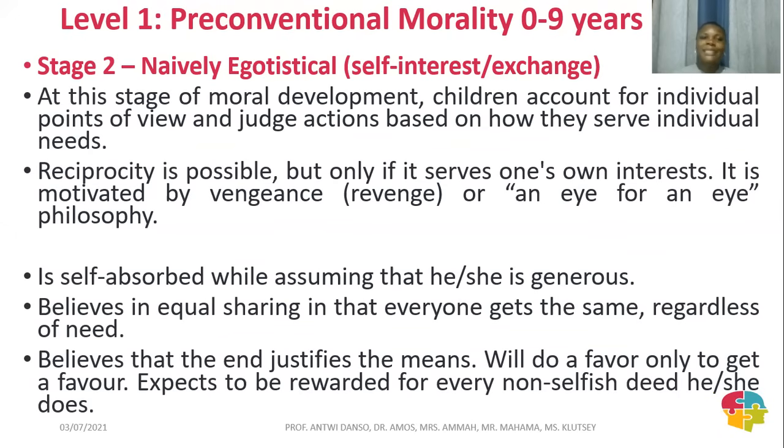In fact, the action is wrong. Yes, we know it is wrong, but did the person take that action to serve a particular need? If it is to serve a particular need, then they say that it is right. So if somebody hits you and you feel like, no, you have to show the person a lesson, and you also hit back, then they feel that hitting back is not wrong because it is what? It is to defend yourself. And that is the vengeance or the eye for an eye philosophy.